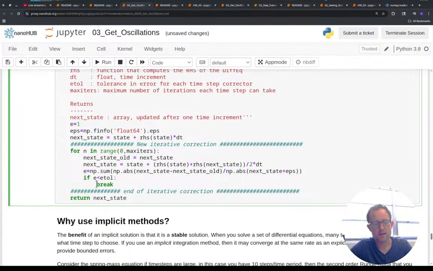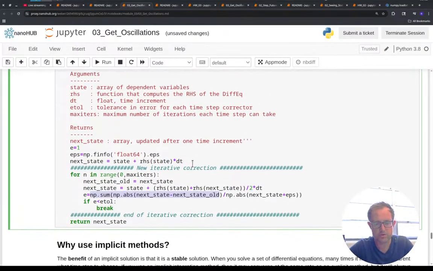And the relative error is calculating what the value is, subtracting it from the previous value, and then dividing by your best guess. In this case, it's the next state, not the old next state. We're just checking to see what happens there.